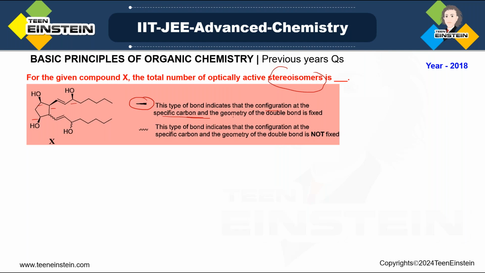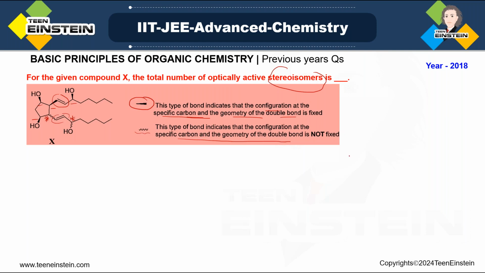And also the geometry of the double bond is fixed. That means this geometry, here you can see it is E geometry, isn't it? So this geometry is fixed here. You cannot change it. But when you have this type of wavy bond, it indicates the configuration at this carbon and also the double bond. That means this configuration and this one, these three are not fixed.